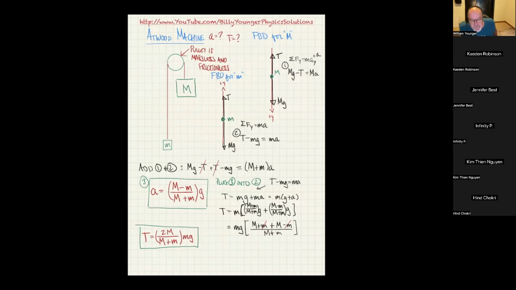Now, this M minus m over M plus m and this 2m over M plus m are actually going to appear again later in a totally different type of problem. So it comes in handy to know it. And you'll see that it also pops up a lot in other inclined plane problems. Anybody have any questions on this one?